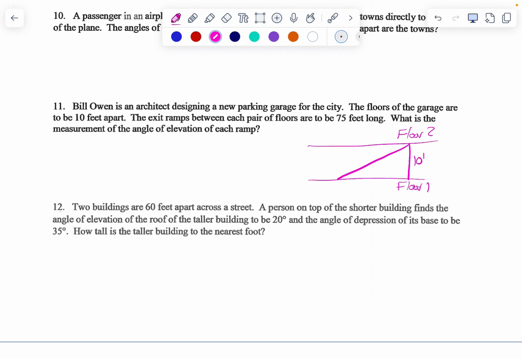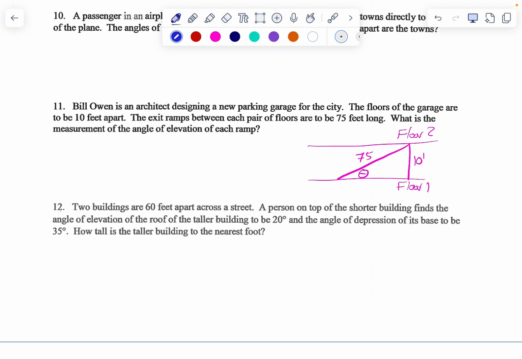It says the ramp is 75 feet long, and I take that to mean the surface you're driving on, not the horizontal distance. So I'm putting it on the actual road surface. And then it says, what's the measurement of the angle of elevation? So that would be there. And which ratio are we looking for in this case?